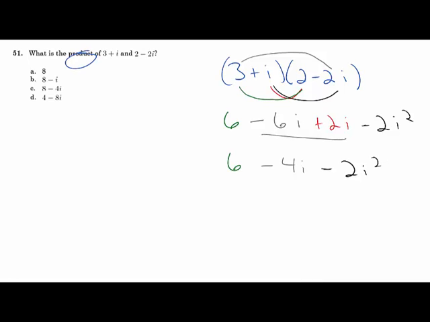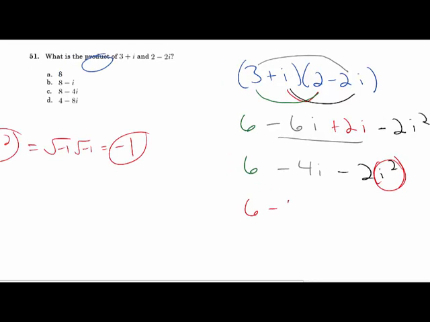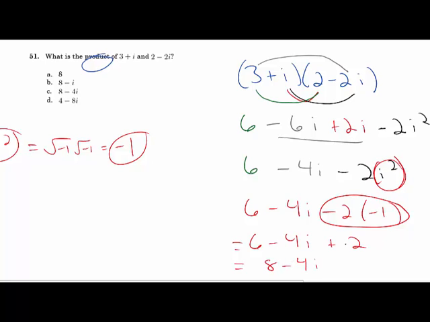And remember what we said before? That i squared is the same thing as negative 1. We get 6 minus 4i minus 2 times negative 1. This gets reduced to plus 2. And so we have 8 minus 4i. And we look, and lo and behold, there's an answer, and it is C.